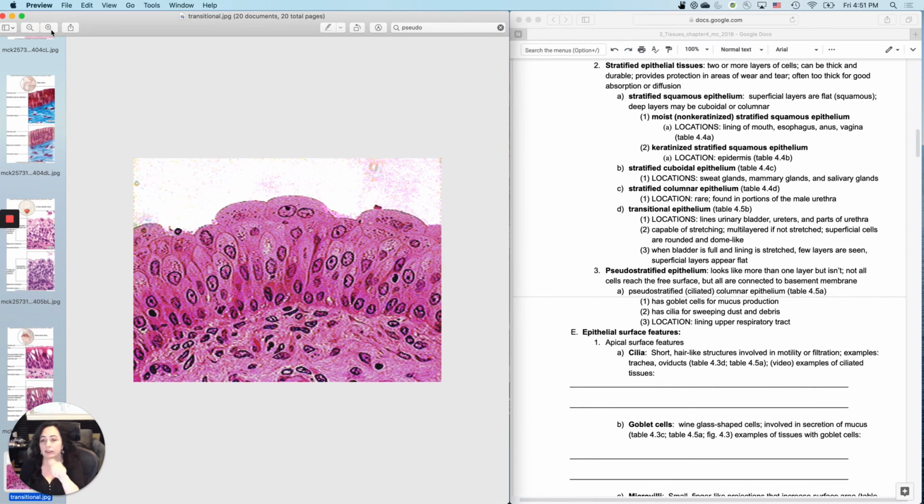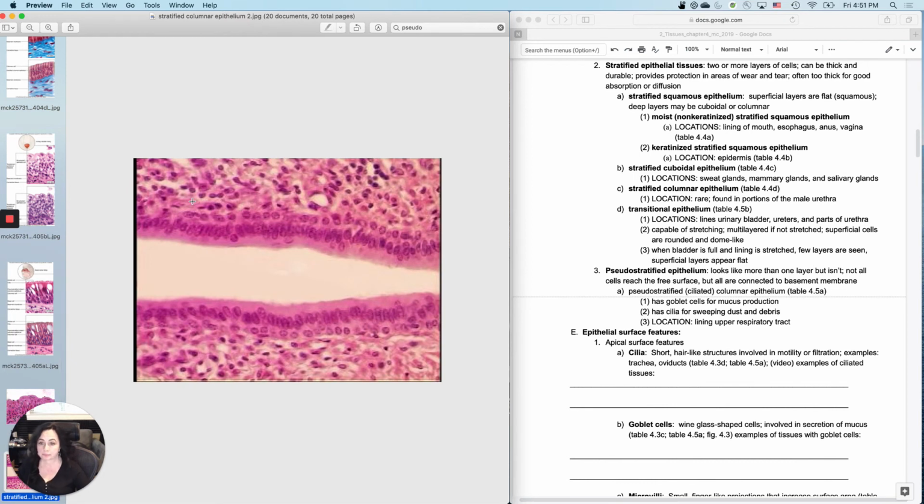So what do you think this one is? Can we tell it's an epithelium? Yeah, because it's got that apical surface. It looks stratified, right? It looks like it's got more than one layer of nuclei from the apical surface to the basal surface. And notice these dome-shaped cells on the surface. So this one is transitional epithelium.